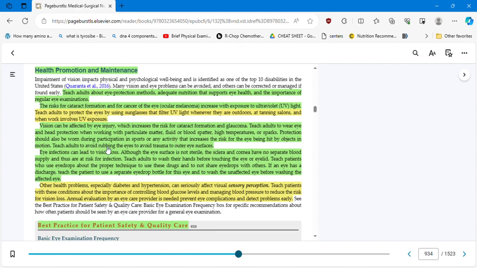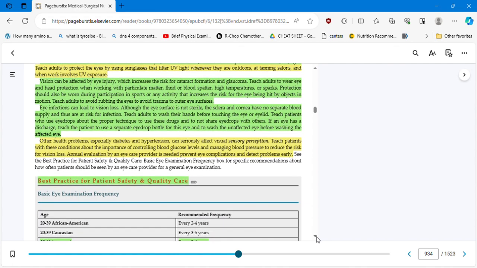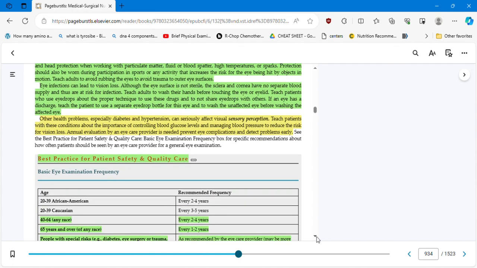Teach adults to avoid rubbing the eye, to avoid trauma to outer eye surfaces, especially those adults that love to bike. They love to go around on their bicycles. There are a lot of particles coming from the air, so wear your glasses, your helmets, right? Common sense.